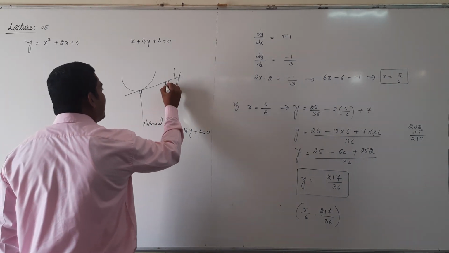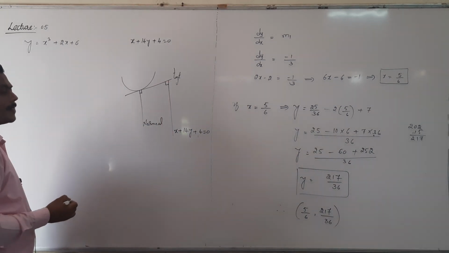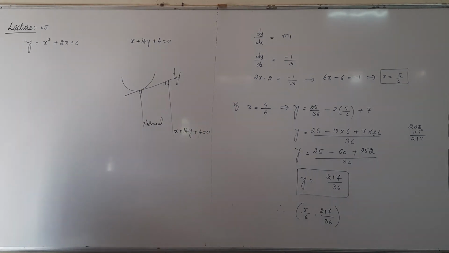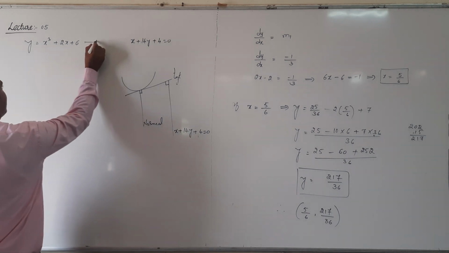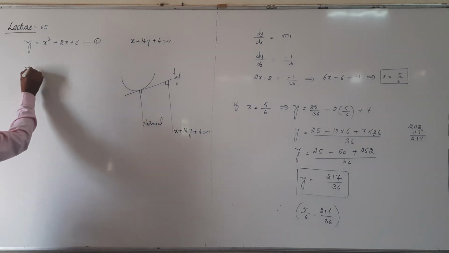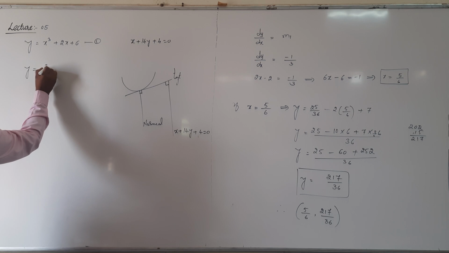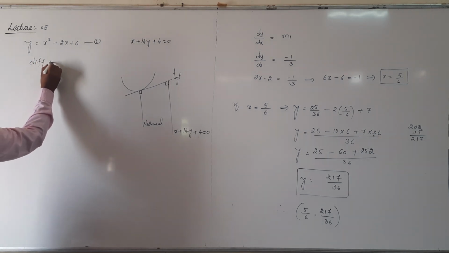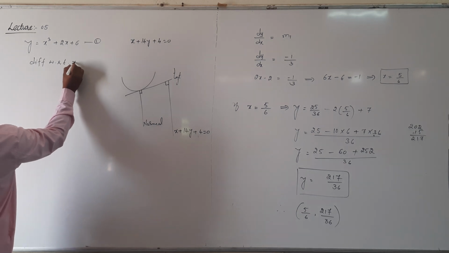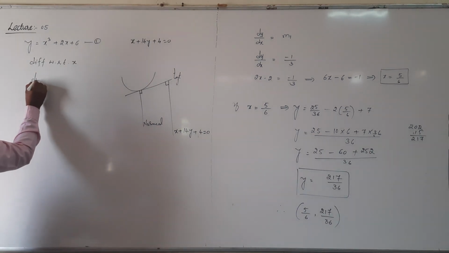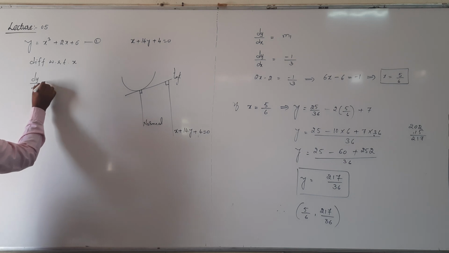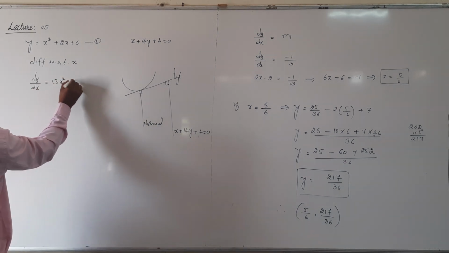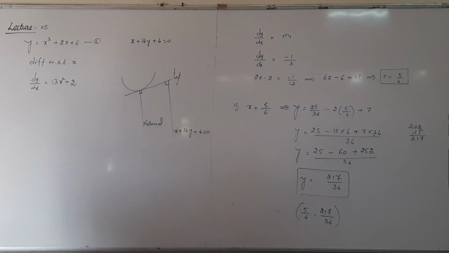Tangent line and normal lines are perpendicular. Then this given line is also perpendicular to the tangent. Take this as equation number 1, y is equal to x cube plus 2x plus 6. Directly differentiate the given curve with respect to x. Then dy by dx equal to 3x square plus 2. Right?